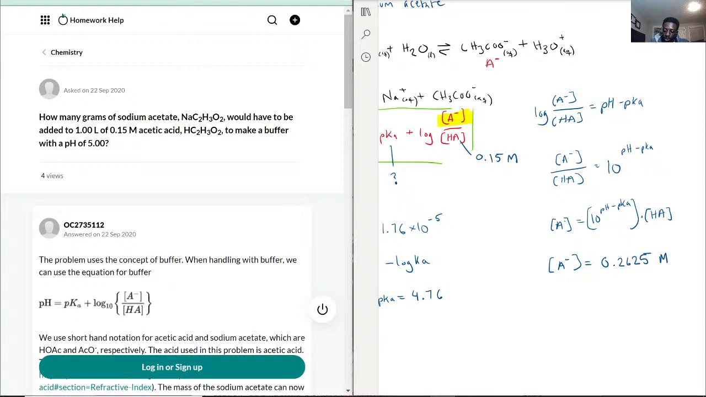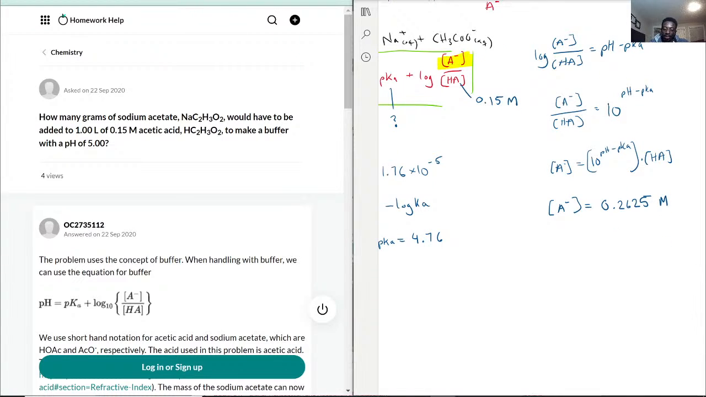So we have 0.2625 moles per liter. But they're asking not for moles per liter, but for grams of sodium acetate. So first we have to find out how many moles that is. Luckily for us, we only had 1 liter. So if you multiply that by 1 liter to get to moles, you would just have 0.2625 moles of NaCH3COO.